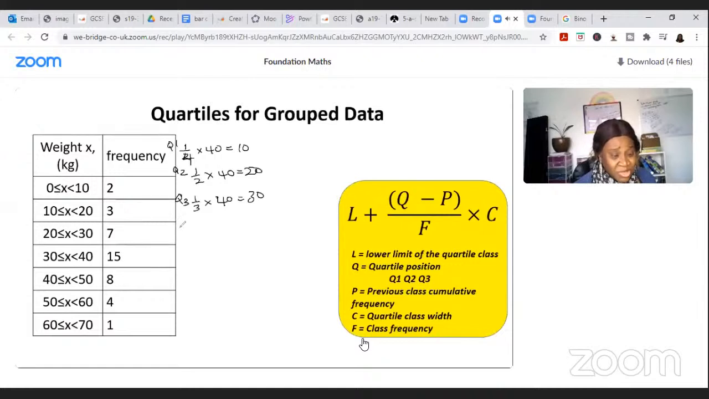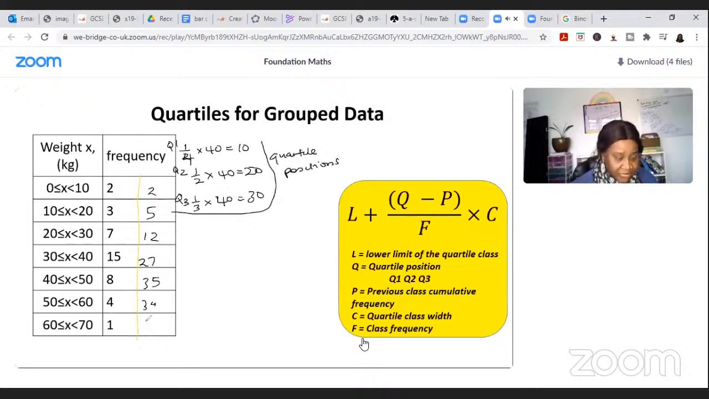Then we started to calculate the quartiles. This was the quartile positions, where they are. Now that we know where they are, you come into that position. I think we've already done the cumulative frequencies here before. Sorry, guys, let me do that again because this was 2, 5, 12, 27, 35, 39, and 40.